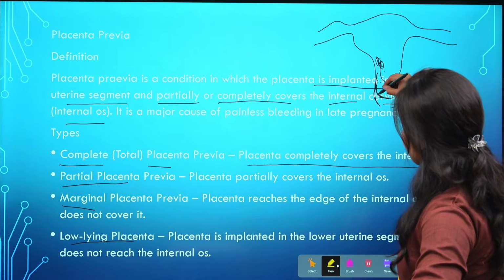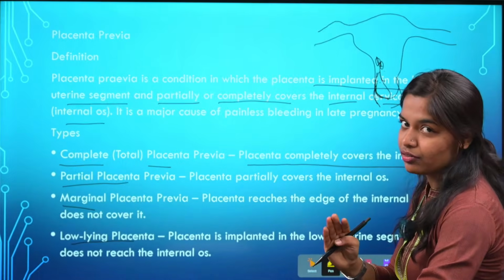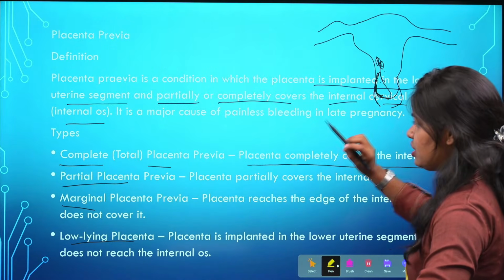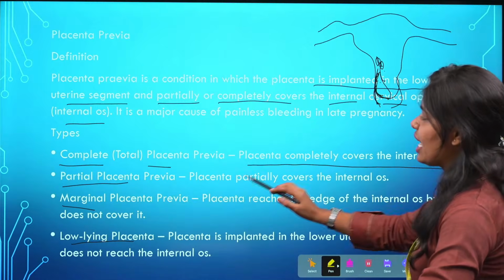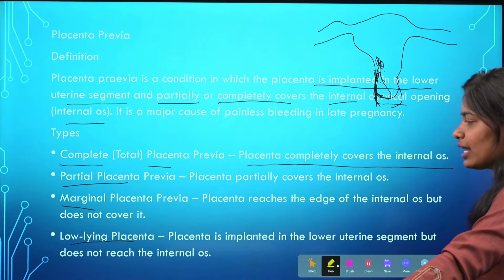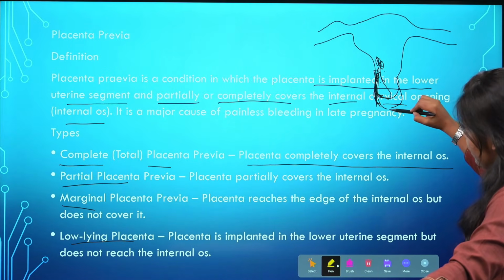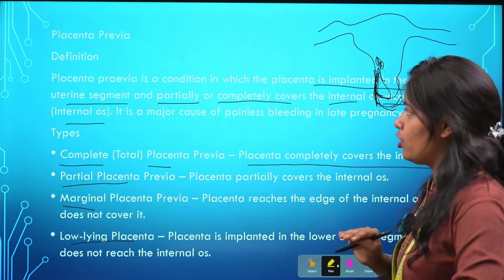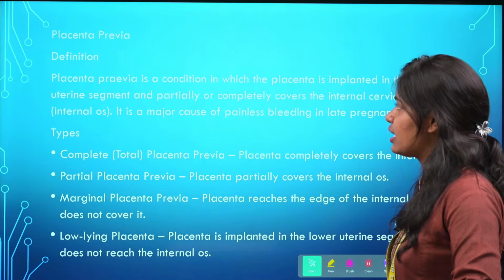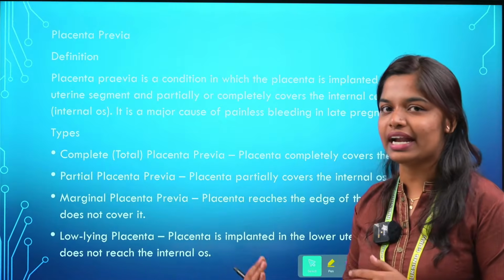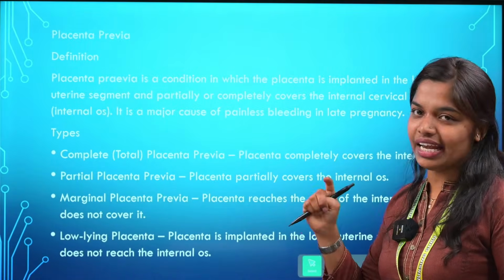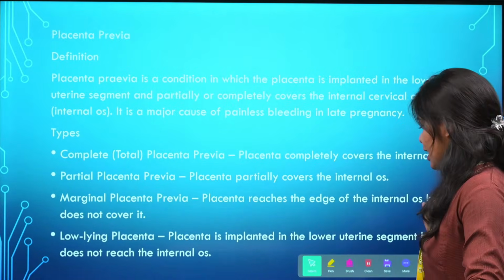If it is going to implant in the partial part of the cervix, the internal os will be covered partially. Marginal also, the placenta is going to implant at the margin of the cervix. Then low-lying placenta, it is going to implant in the lower part of the female reproductive system. This is regarding placenta previa. Placenta previa is a condition in which the placenta implants in the lower uterine segment. In this, there are four types: complete, partial, marginal, and low-lying.